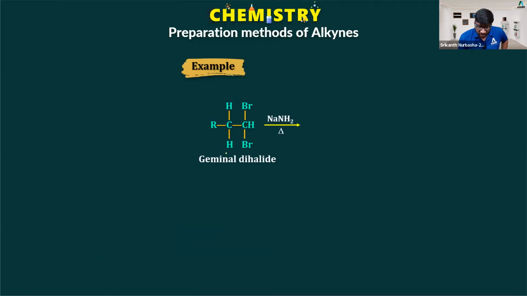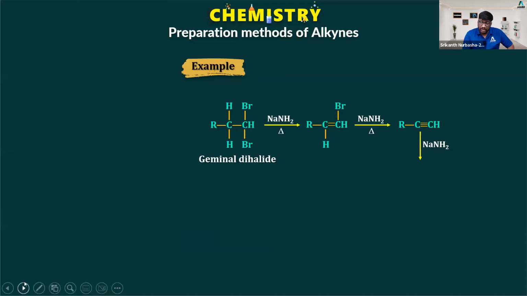Yeah, this is what I was talking about, geminal dihalide, where the terminal alkyne can be obtained. RCH2 CHBr2, NaNH2 forms RCH double bond CHBr. Further treatment with NaNH2, RC triple bond CH. Further treatment with NaNH2 will form RC triple bond C minus Na plus, and ammonia is released. Is that clear, students?